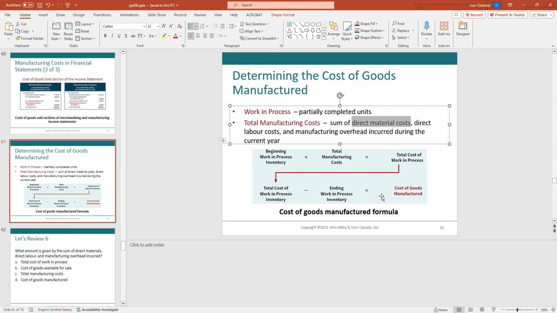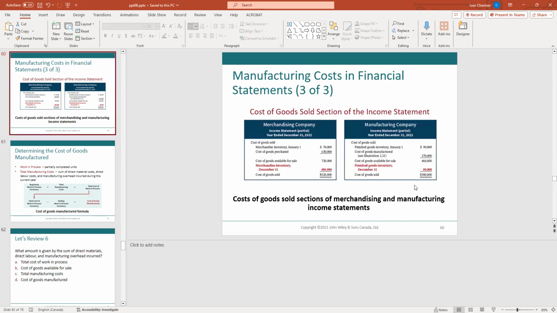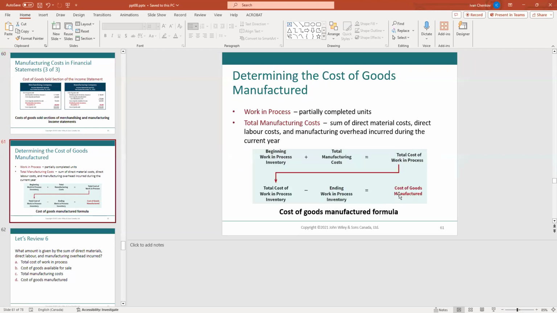Now, how are we going to get the cost of goods manufactured? Because here we're using this cost of goods manufactured. How are we going to get that? We're going to see how much is our beginning inventory in the work in process. We're going to add direct material, direct labor, manufacturing overhead, and we're going to get the total cost of the work in process account. Once we deduct the ending balance, we're going to get the cost of goods manufactured.